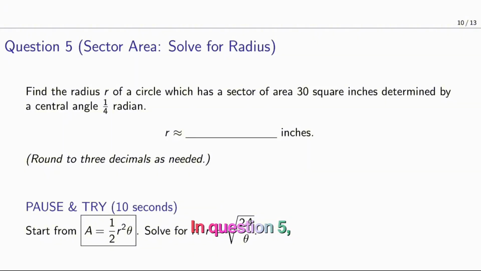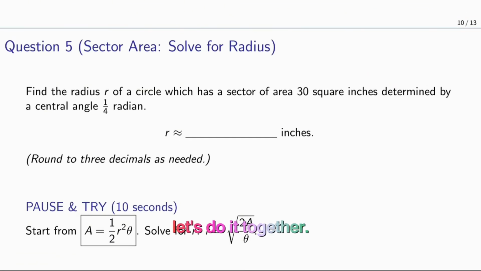the area should be much smaller than pi r squared. In question 5, we are given sector area and angle, and we need the radius. So the area here is 30 square inches, theta is 1/4 radian, and we want to find the radius. So pause and try. Start with area is 1/2 radius squared multiplied by theta and solve for the radius.